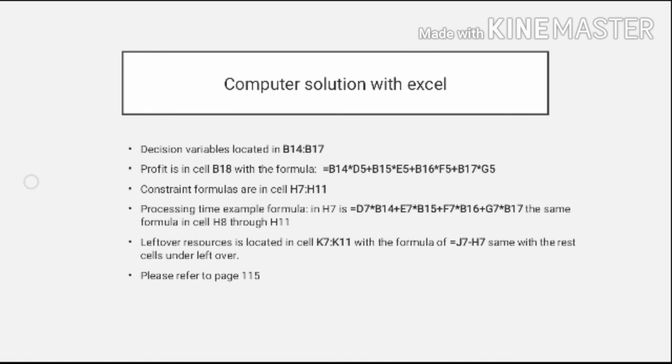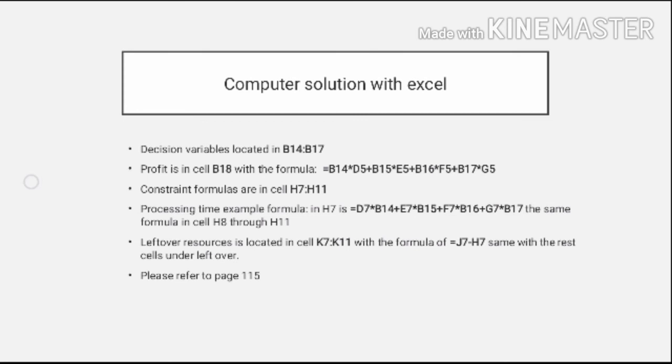How did we get that? It's with the formula: equal B14 times D5 plus B15 times E5 plus B16 times F5 plus B17 times G5.